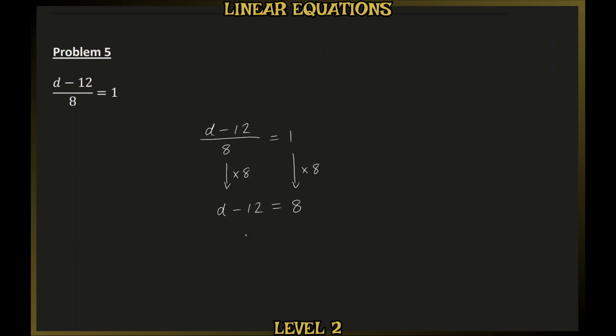Now to finish, we just need to remove the minus 12 from the left hand side. Again, we use the inverse, and the inverse of minus 12 is plus 12. So we do this to both sides. The minus 12 and the plus 12 cancel out, leaving us with d, and on the right 8 plus 12 is 20. So our final answer for problem 5 is d equals 20.